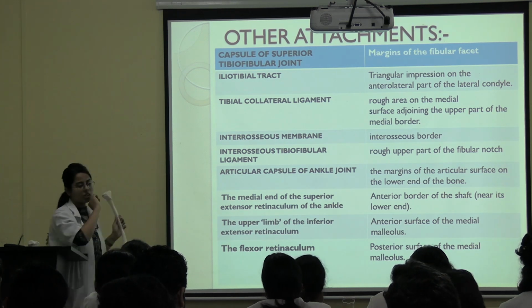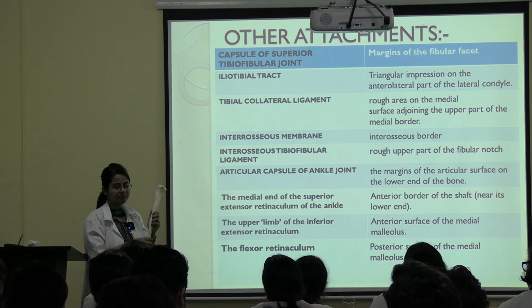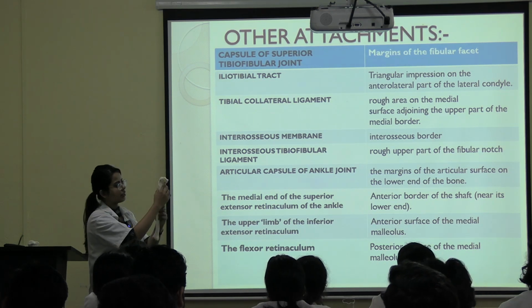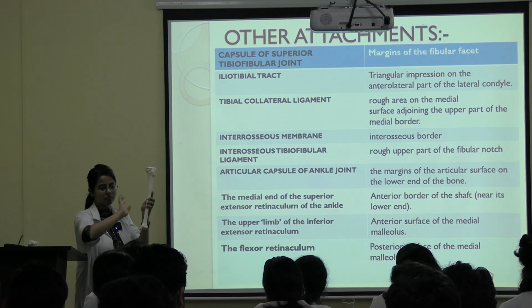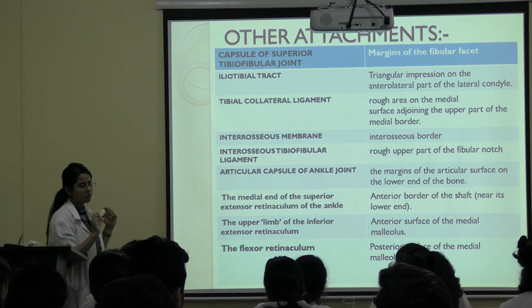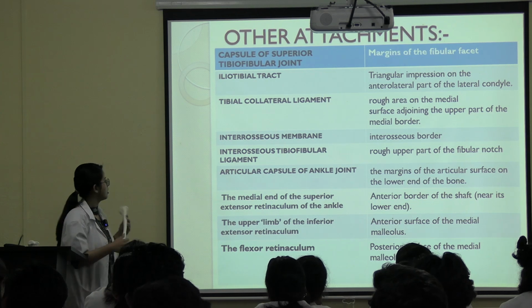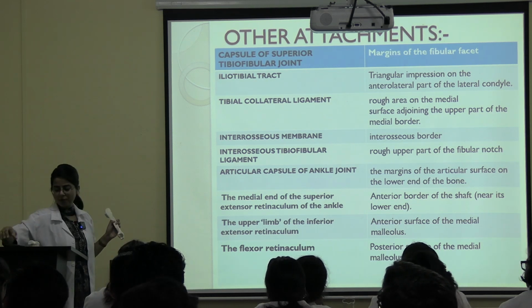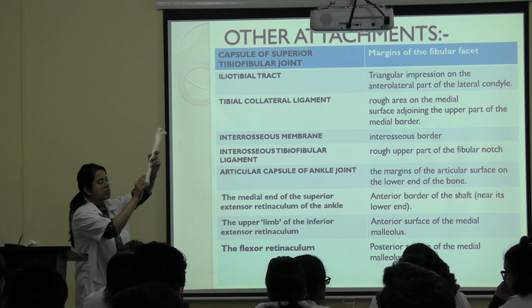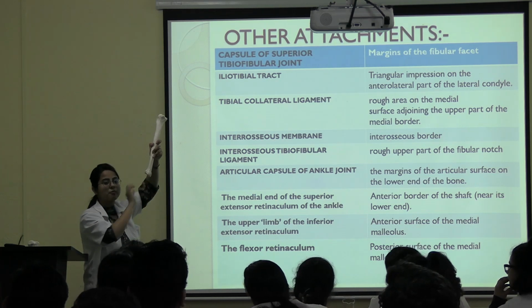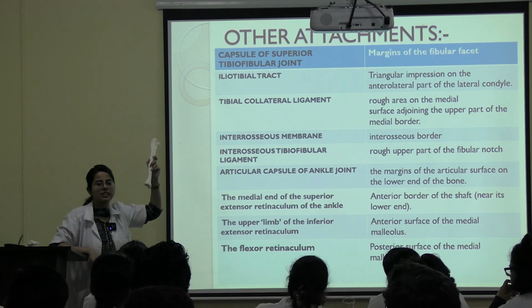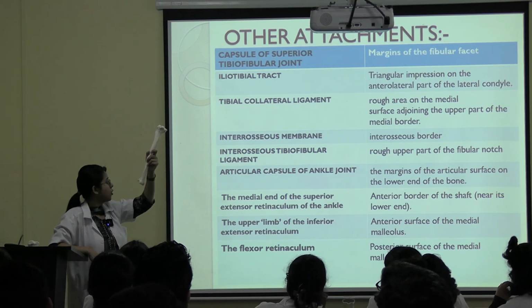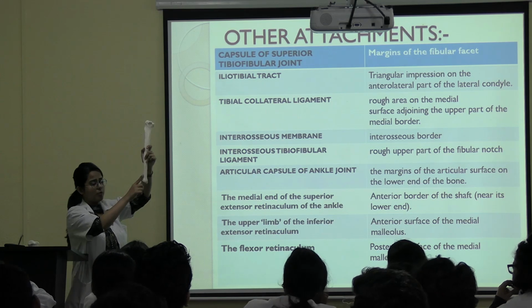Clear? Tibial collateral ligament, I said before, medial and anteriorly it will have, and also in the medial border. Interosseous membrane, I have already told. Interosseous tibiofibular ligament. See, so what is this notch called? Fibular notch. Why? Because it is articulating with the fibula here and forming the distal tibiofibular joint. So interosseous tibiofibular ligament will be present here.